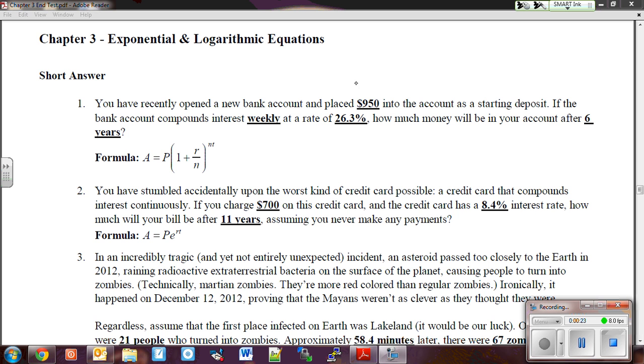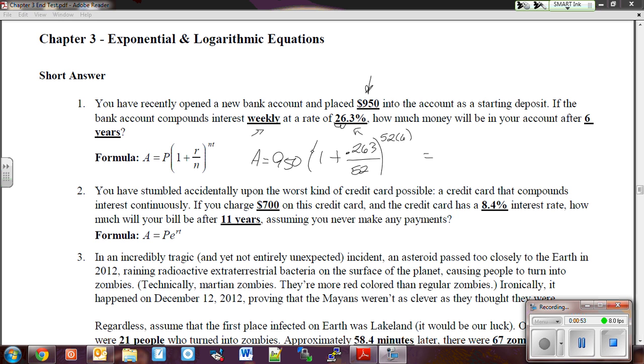Well, P is your starting amount, and our starting amount is 950. So A equals 950 times 1 plus, now remember, this is R, but you have to convert it to a decimal. So you got to move this over. So 0.263 divided by n, which is your number of compoundings per year. Since that's weekly, it's 52, raised to nt. So 52 times 6. All right.